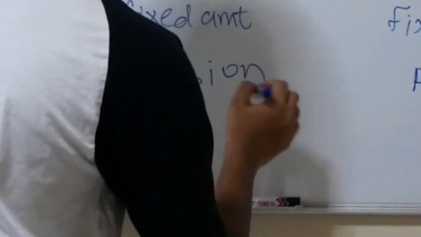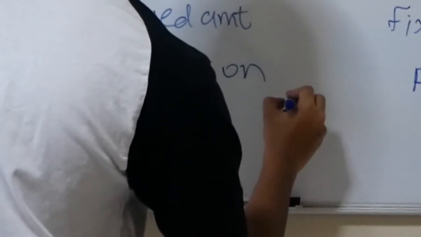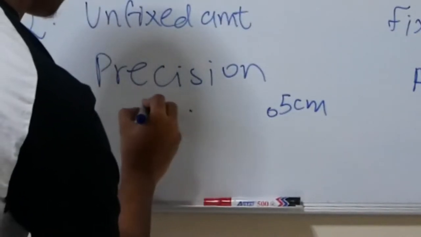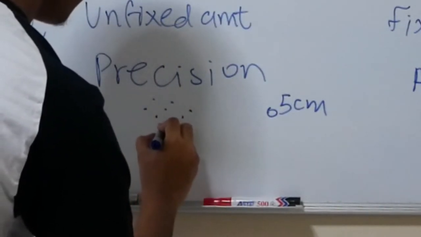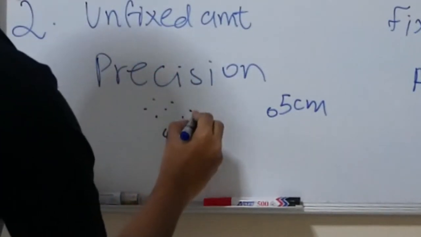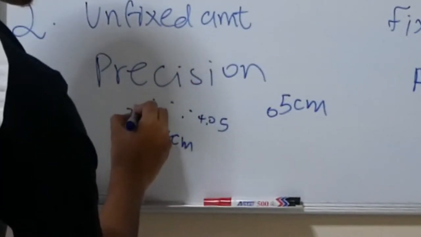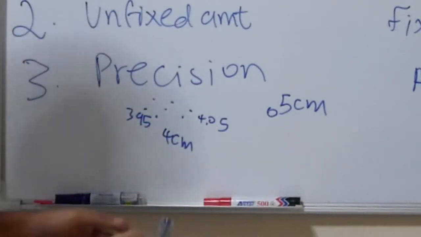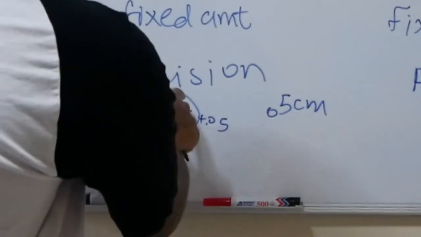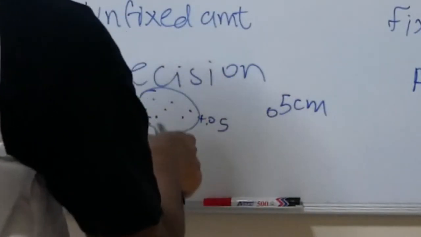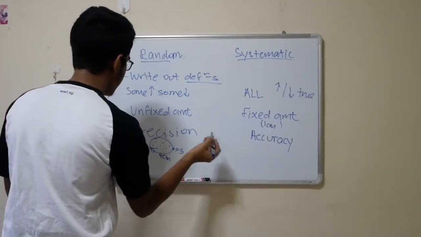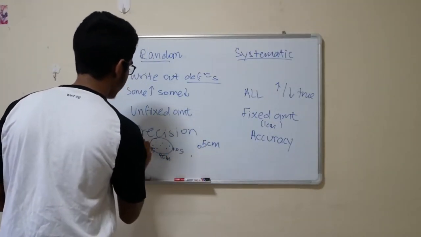That means the readings don't have to lie at, say, their actual value, like 5 centimeters. And your readings are like here. So your readings are like, this is 4 centimeters, this is like 3.95, this is like 4.05, this is like 3.97. But all your readings are localized somewhere here. In this case, the readings here are precise, but they are affected by random errors. So the greater the random error, the more spread out the readings are going to be.